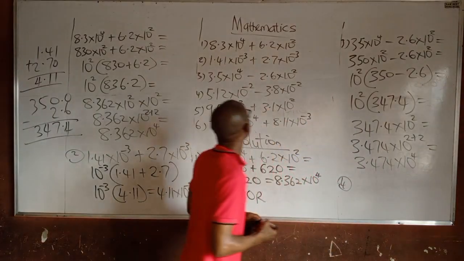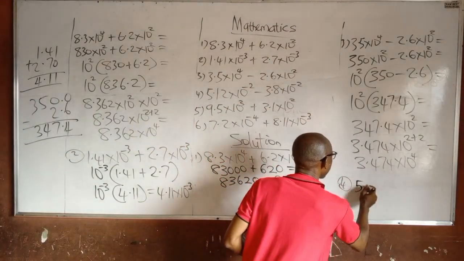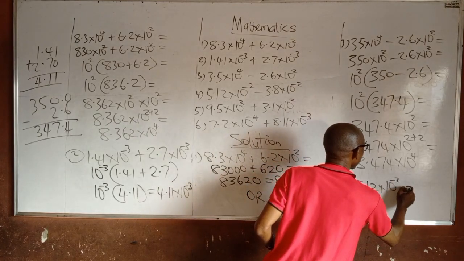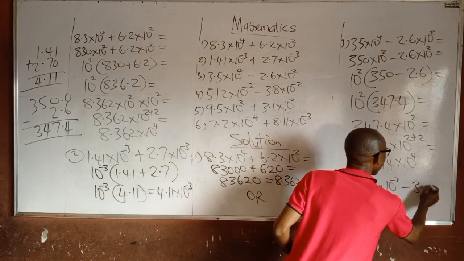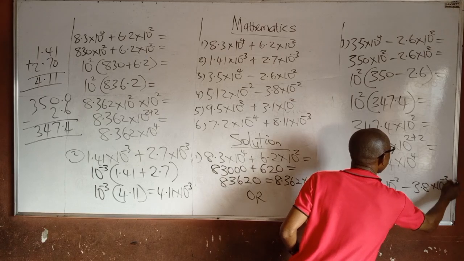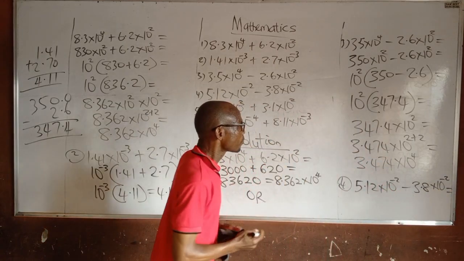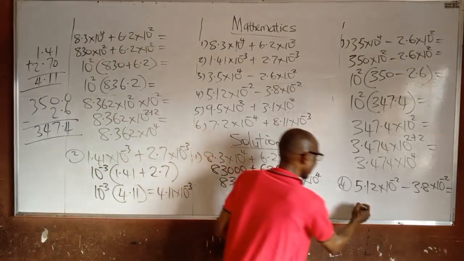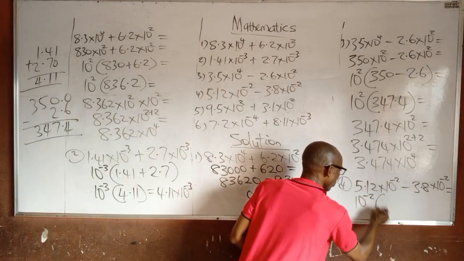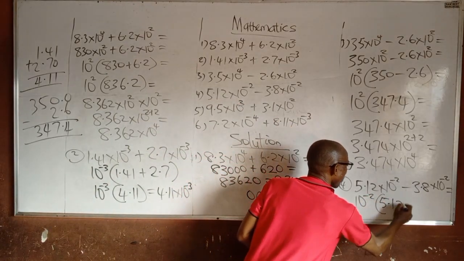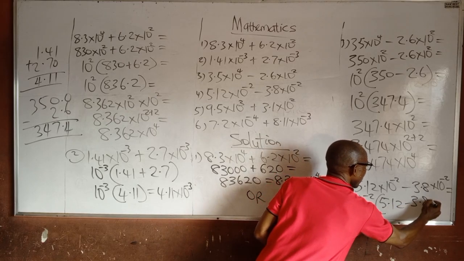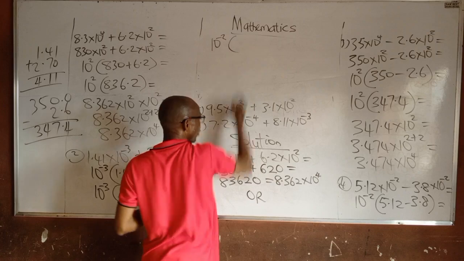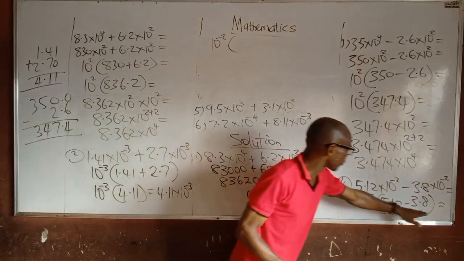Question number 4. We now have 5.12 times 10 raised to the power of minus 2, then minus 3.8 times 10 raised to the power of minus 2. So what do we do? 10 raised to the power of minus 2 is common to both sides, so we take it out. 10 raised to the power minus 2, open bracket, 5.12 minus 3.8, bracket closes. We have 10 raised to the power minus 2, open bracket. We are subtracting this now.